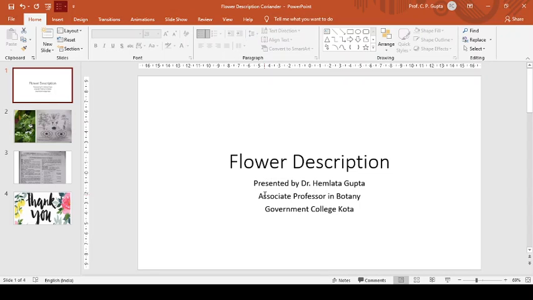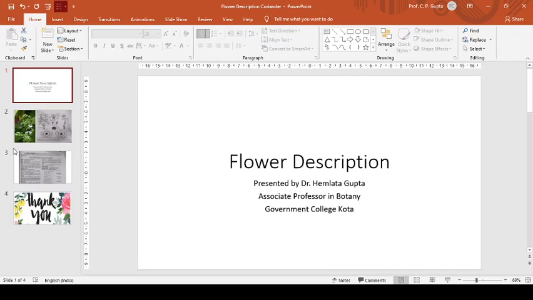So first of all, we point out some field identification characters of the members of this family. They are herbs, leaves aromatic, umbellate inflorescence, ovary inferior, fruit schizocarp, and stylopodium present.